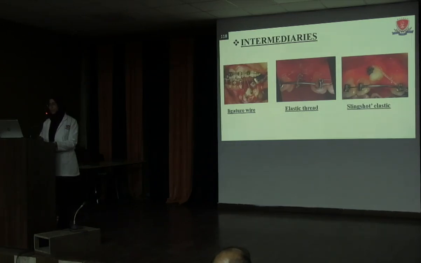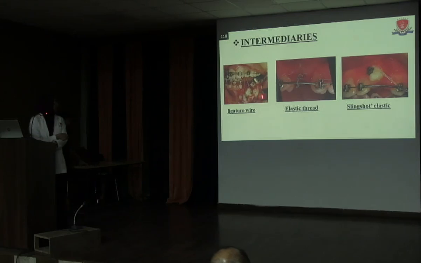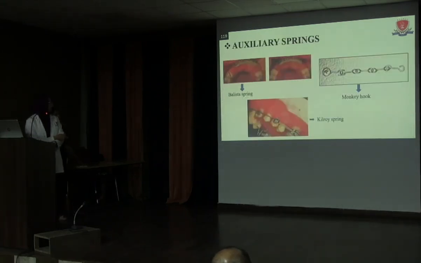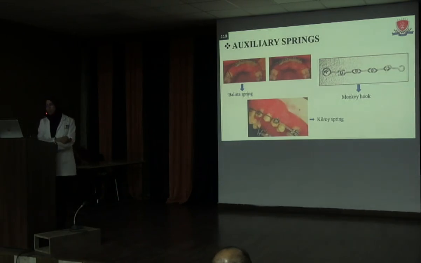Intermediaries are used for the traction of impacted teeth and for securing the impacted tooth to the arch wire to facilitate eruption and alignment. So these are the ligature wires, elastic threads and slingshots. Auxiliary springs like the ballista spring, monkey hook and Kilroy spring are used to deliver light continuous force to move the impacted canine. These allow three-dimensional control of tooth movement like rotation, tipping and alignment.